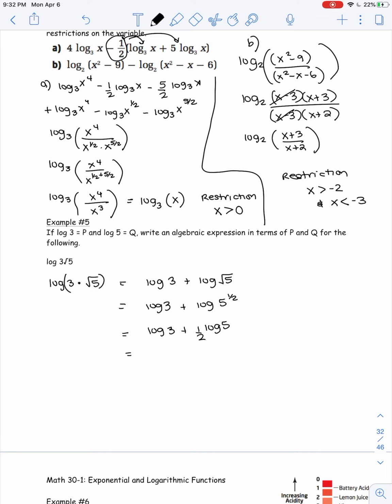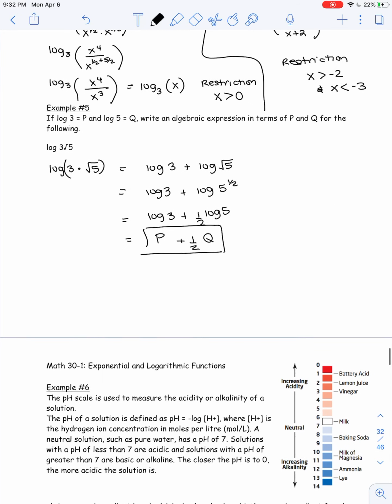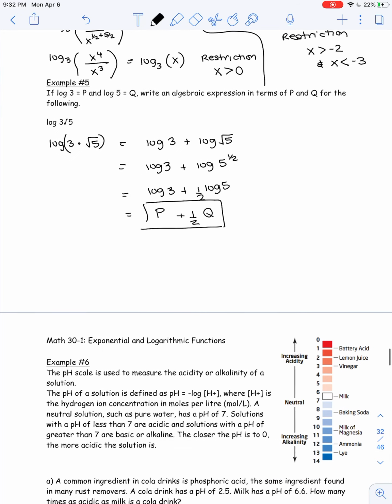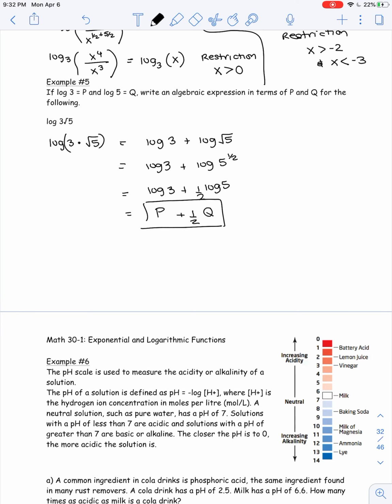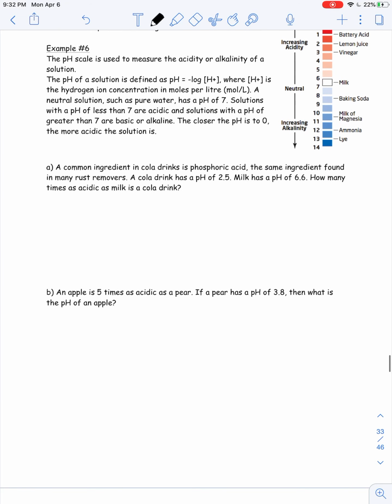And lastly, I'm going to replace log 3 and log 5 with my p and q. So p is going to replace log 3, and I have 1/2 q. And that's it. So that's how I've replaced those two values, so I don't have anything else other than numbers and p and q.